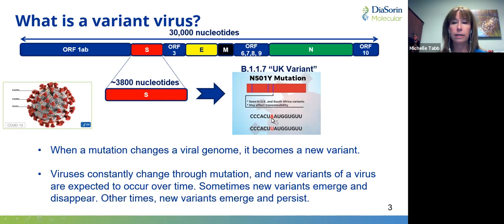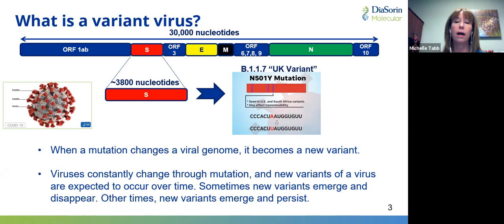And the way that happens is when there is an A residue in the wild type or normal viral genome that changes to a U. And that actually changes the amino acid that's encoded at that position, 501, in the spike protein. And that leads to a variant in this case. And that can actually have a change in terms of the immune reactivity that this virus would have with our own immune systems. So when a mutation changes a viral genome, it becomes a new variant.